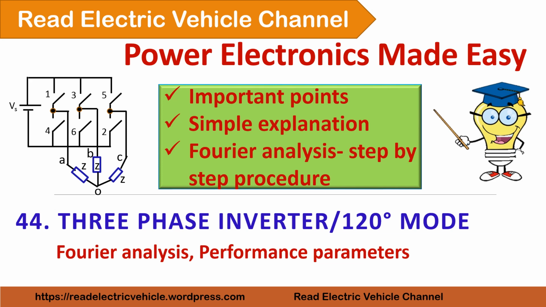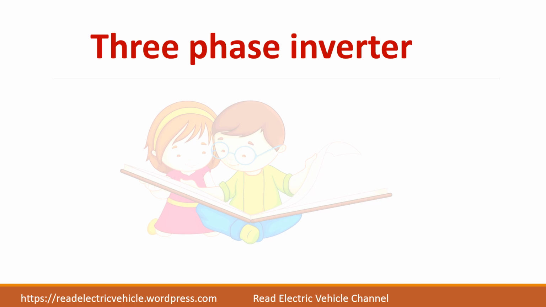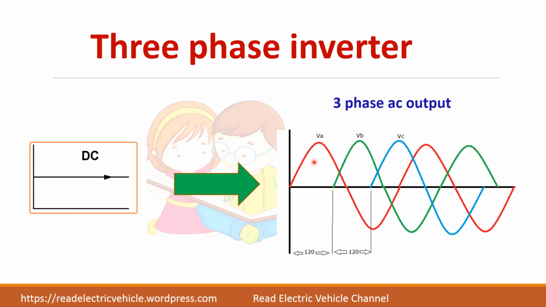In chapter 43, we have seen about 180-degree mode of conduction in three-phase inverter. In this chapter, we will see about 120-degree mode of conduction. What does a three-phase inverter do? It converts DC to three-phase AC, where all the three phases are phase shifted by 120 degree.